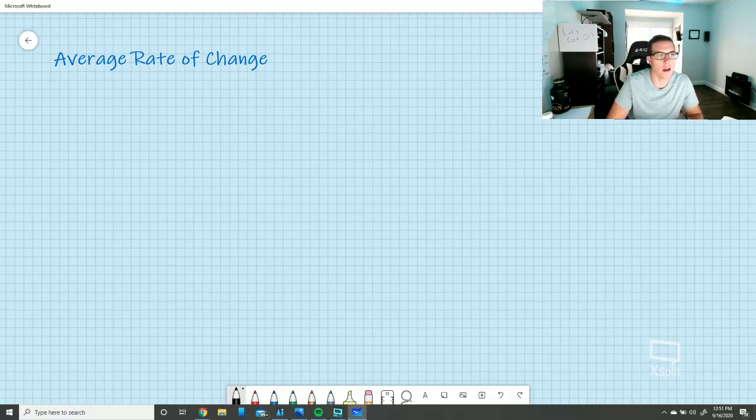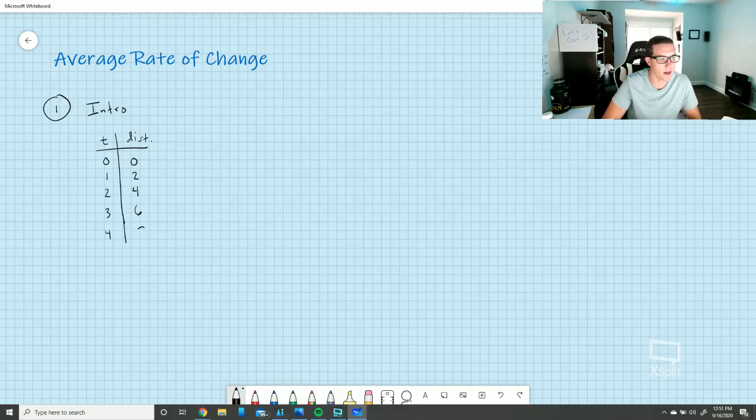Let's say this is my intro example. Let's say I wanted to plot my time. So I'll use t. A lot of times I use t for time, and then I'll make this my distance, how far I traveled. Okay, so time 0, I'm starting at 0 distance. I've gone 0 feet so far. After 1 second, I've gone 2 feet. After 2 seconds, I've gone 4 feet. After 3 seconds, I've gone 6 feet. After 4 seconds, I've gone 8 feet.